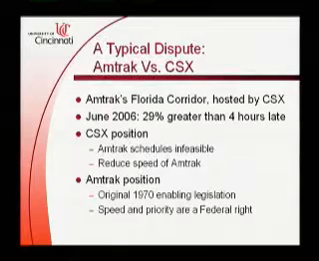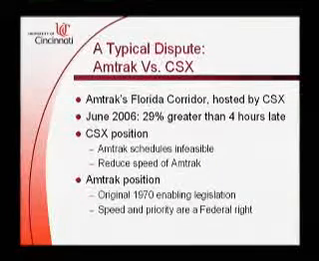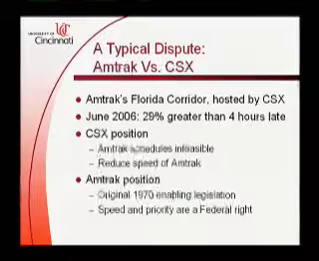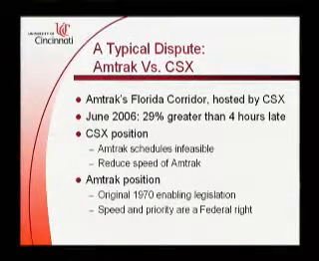A typical dispute, just to give you another example, would be Amtrak versus CSX this last year. Amtrak has a corridor between Washington, D.C. and Miami called the Florida Corridor. They run long-distance trains on this route. The trackage is CSX track, so Amtrak is a tenant on CSX. Now, in June of last year, 29% of their trips on this route were greater than 4 hours late.